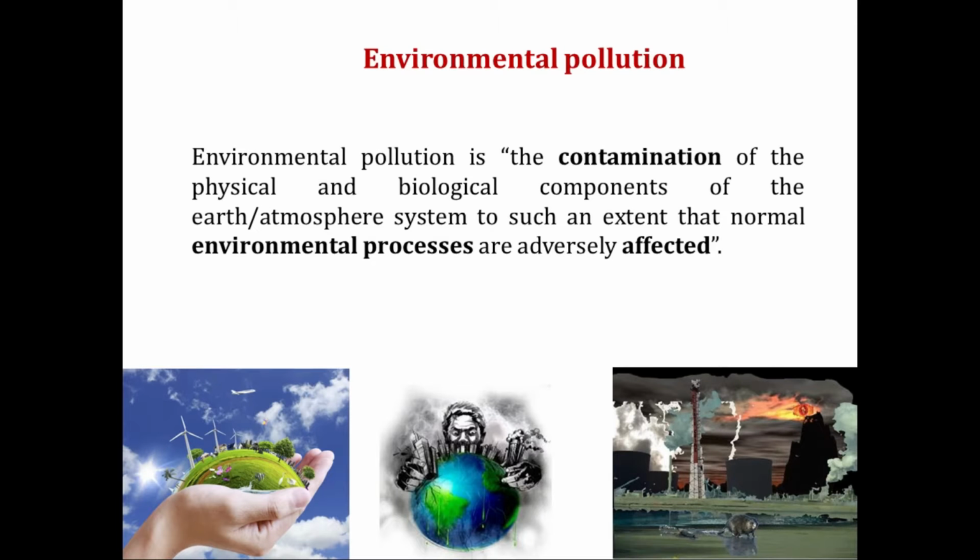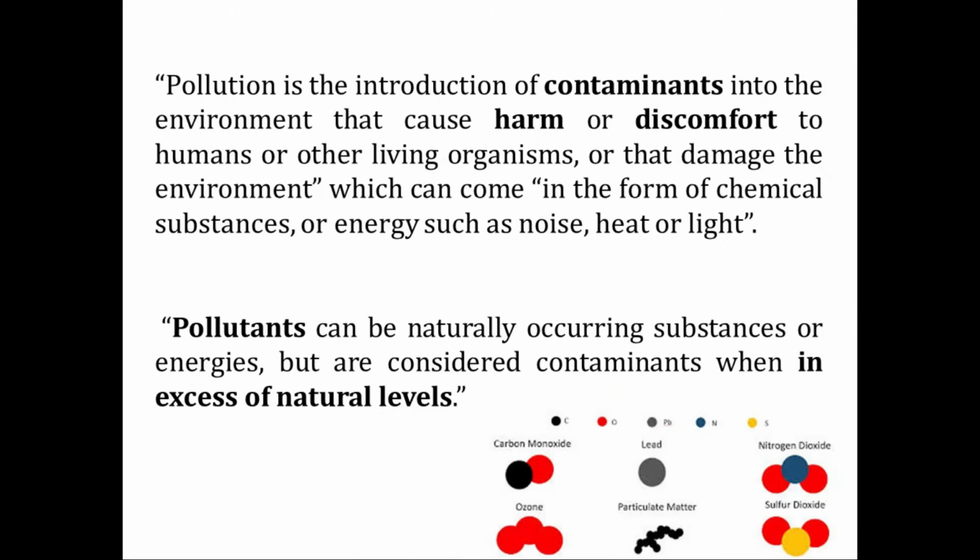In this course especially, I just want to explain the definition of pollution. So if I ask you a question, what is environmental pollution, you can say different answers. So when we look at the real answer, this is the contamination of the physical and biological components of the earth or atmosphere system to such an extent that normal environmental processes are adversely affected. Due to these changes, it directly affects the organisms. So that's why we are bothered about environmental pollution.